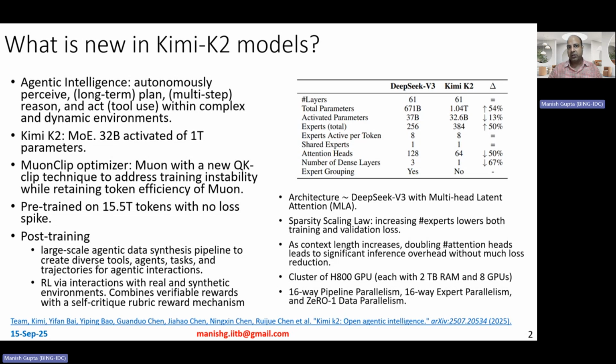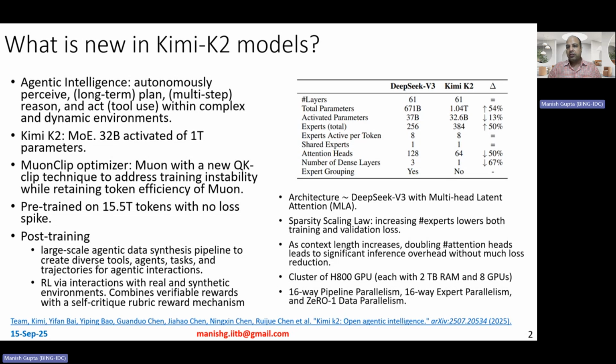Besides pre-training, the model has been post-trained as well. There are two stages, supervised fine-tuning and RL. Supervised fine-tuning is done using large-scale agentic data, which is synthesized to create diverse tools, agents, tasks, and also multi-turn dialogues, also called trajectories. We'll talk in detail about the pre-training data later. The second part of post-training is reinforcement learning, which is done in two ways: using verifiable rewards as well as using a self-critique based reward mechanism, where the model itself acts as a critic as well.